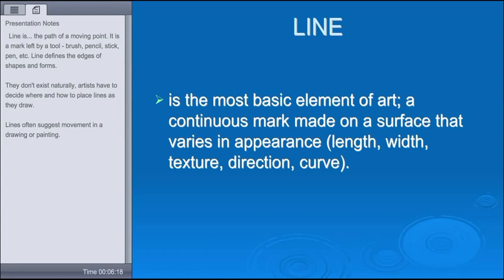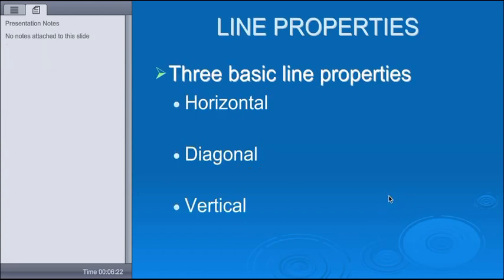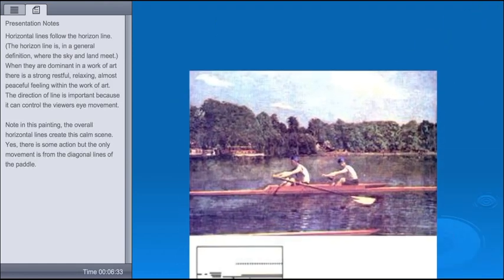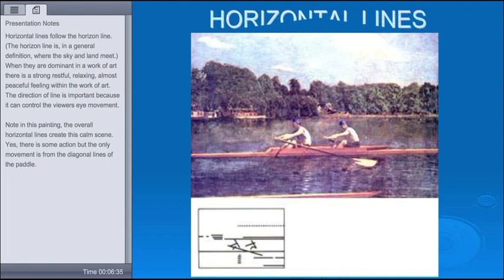Line often suggests movement in a drawing or a painting. There are 3 basic properties of line: horizontal, diagonal, and vertical. And the first we'll start with is horizontal. Horizontal lines follow the horizon line. The horizon line, the general definition, is where the sky and the land meet.